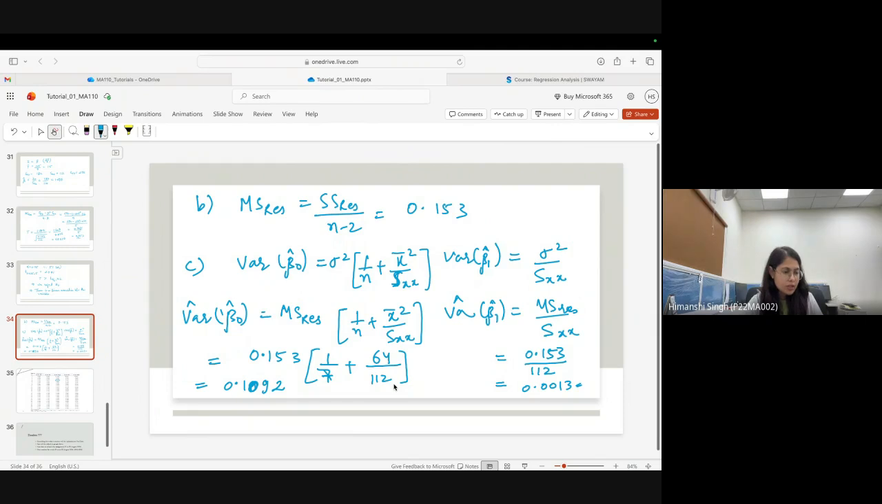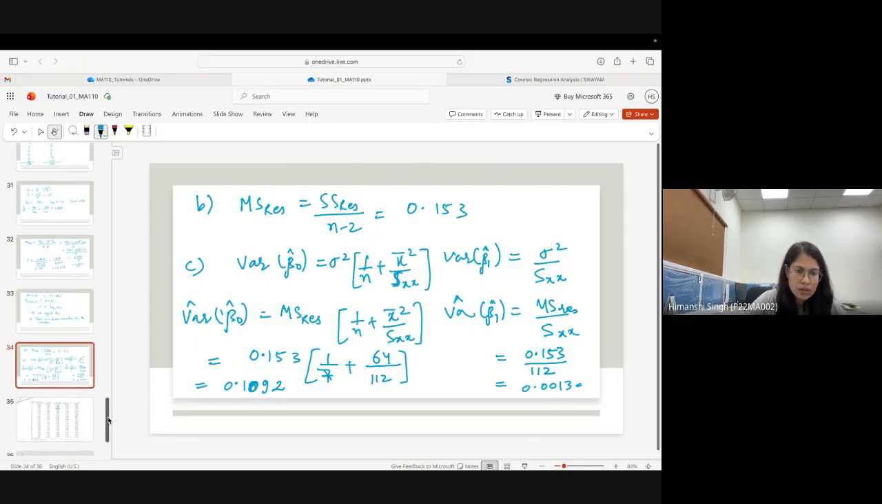I'm not getting what you are saying. If you are saying 1.366 into 10 to the power minus 3, then it is a different thing. Okay, fine. So it will be 0.0013, or you can write it in the form of a power of 10 also. That is also fine. Is there any doubt in finding out the estimate of the variance of the estimators?